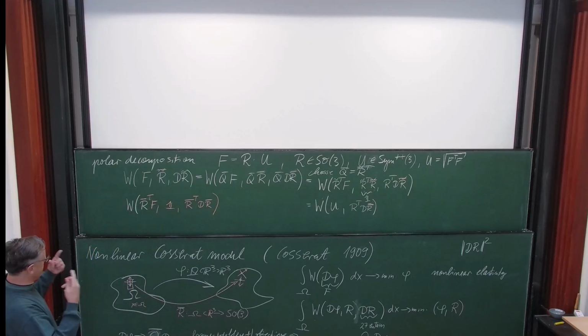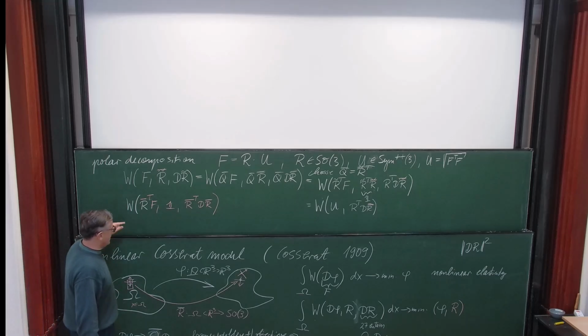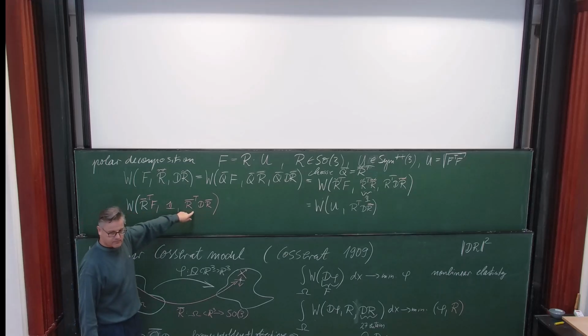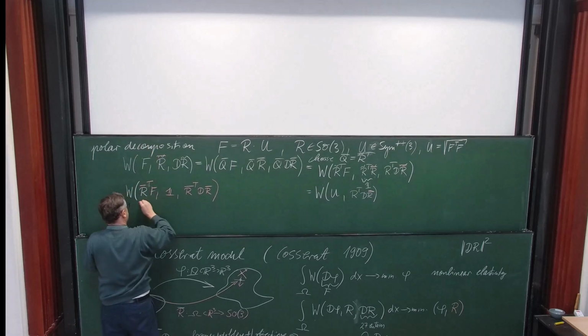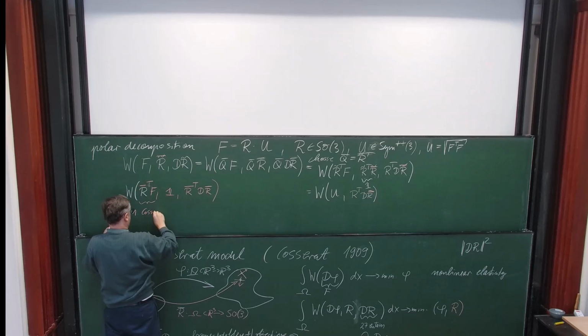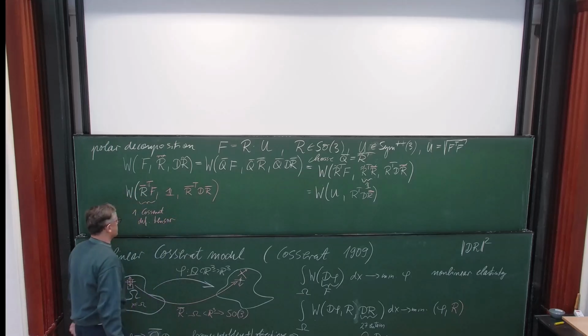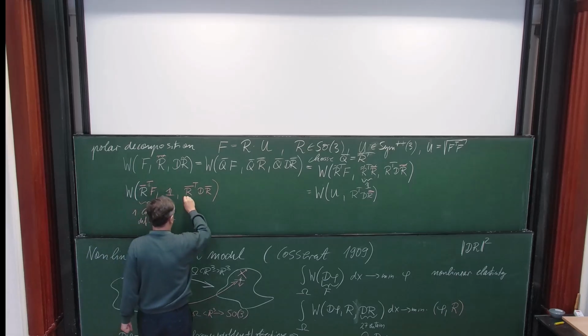I can represent each elastic energy of the Cosserat model based on these two tensors, these two objects. And in fact, this tensor is called the first Cosserat deformation tensor. Tensor because it's a 3x3 matrix, it's called like that. And this is the second Cosserat deformation tensor.